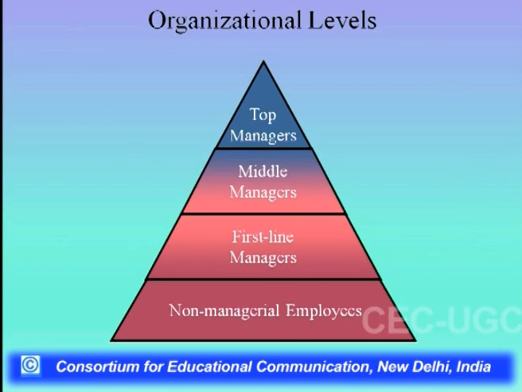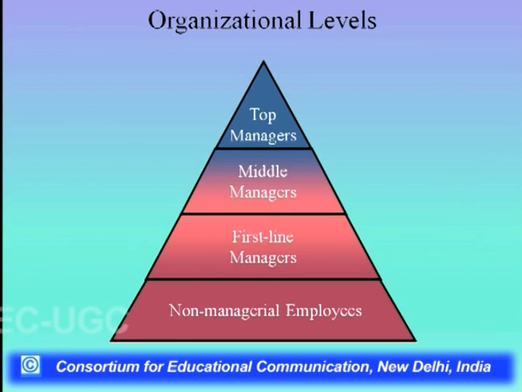If you look at the picture, this looks like a pyramid. At the bottom of the pyramid, which is much wider than the rest of them, there are non-managerial employees who are non-managers. Then you have first line managers, people who have the least experience, but they are in the category of managers. They are directly controlling, supervising the non-managerial employees. Then controlling the first line managers will be the middle managers, who are fewer than the first line managers, and they control the first line managers directly and indirectly the non-managerial employees.